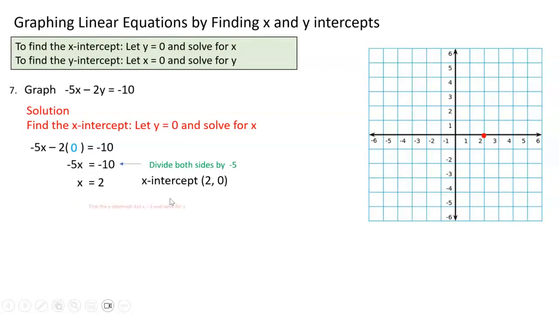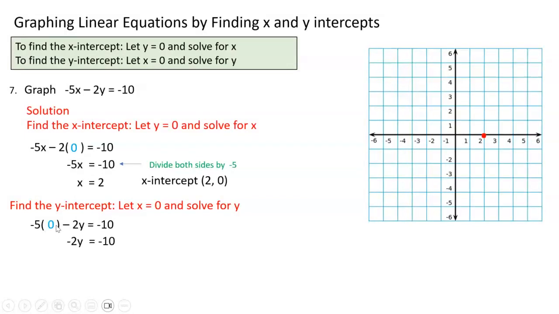Now to find the y-intercept, we let x equal 0 and solve for y. So we plug in 0 for the x. We get -2y equals -10. Divide both sides by -2, so we get y equals 5. So the point will be 0, 5. 0, 5 will be up here, and we draw our line.